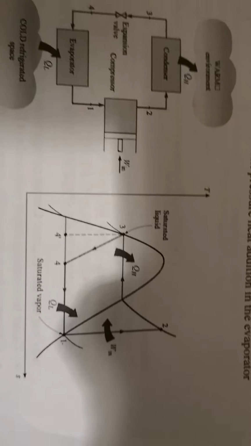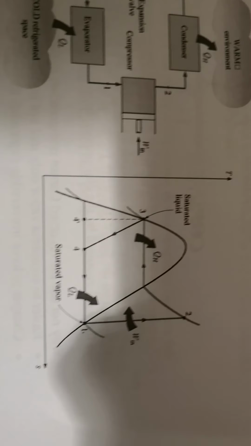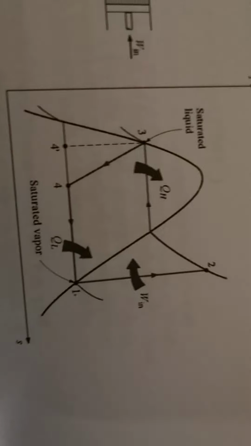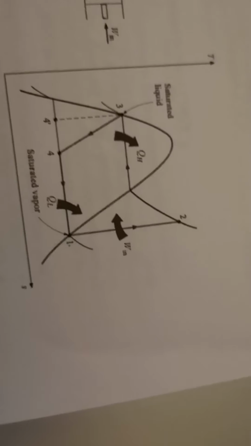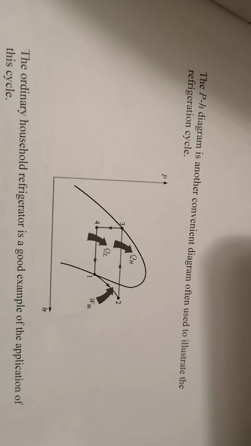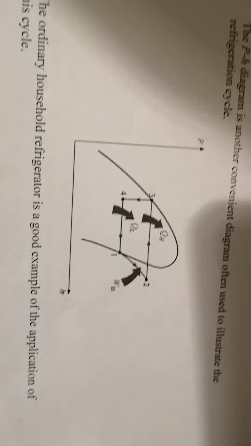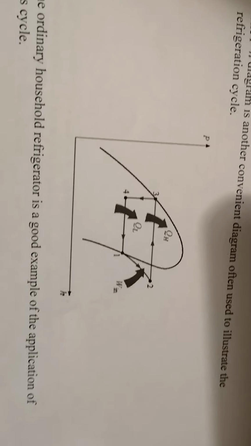One is by using something called the T-S diagram, or temperature and enthalpy diagram. Okay, I should say temperature and entropy diagram. I get them confused as well. And the other one, which is more commonly used, is the P-H diagram, which is the pressure and enthalpy diagram. I got it correct this time.